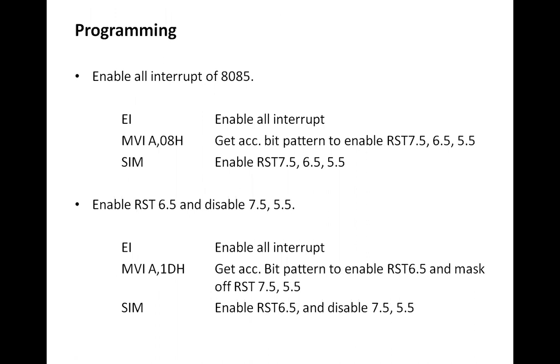So this is how by writing certain instructions, we can program it. We can write a program using interrupt enable, which will be enabling all interrupts, and then copying a certain binary pattern into the accumulator so that individual interrupt lines, that is of 7.5, 6.5, and 5.5, can be enabled or can be disabled by using afterwards the set interrupt mask instruction.